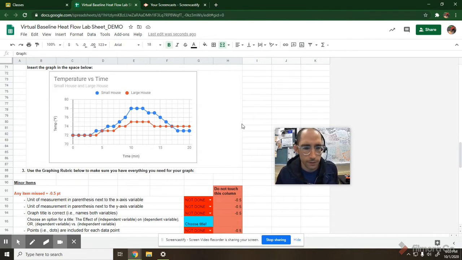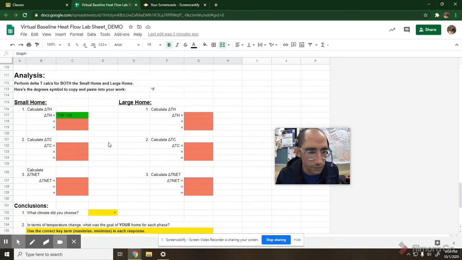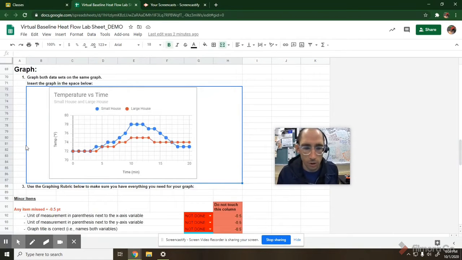Anyway, delta T's. First of all, what are the equations for calculating your delta T's? I already gave you the delta TH equation in terms of the variables: THF minus THI. Do you know what each of those stands for? THF is temperature, heating, final. THI is temperature, heating, initial. Heating lasts from 0 minutes to how many minutes? When does heating stop?